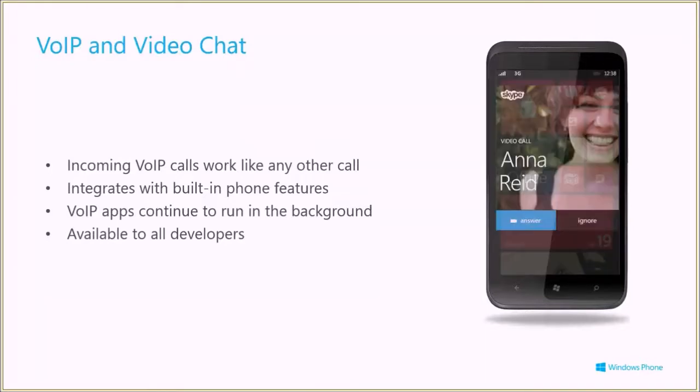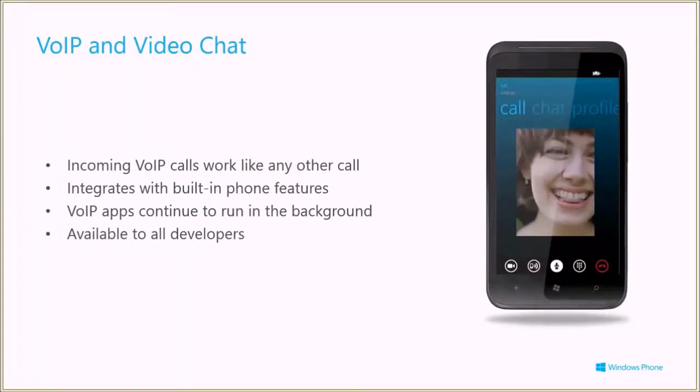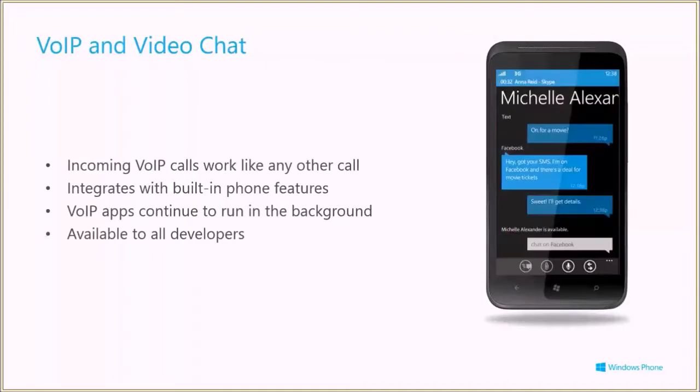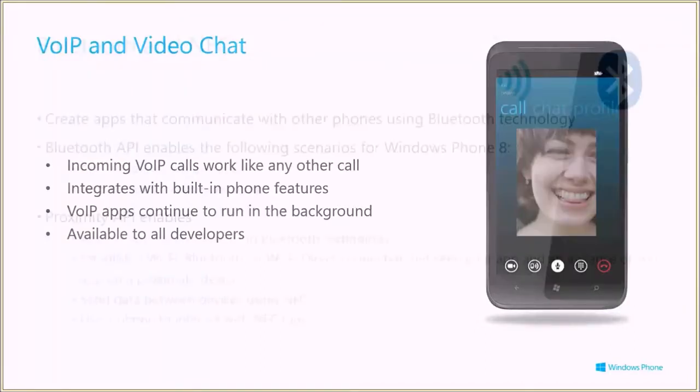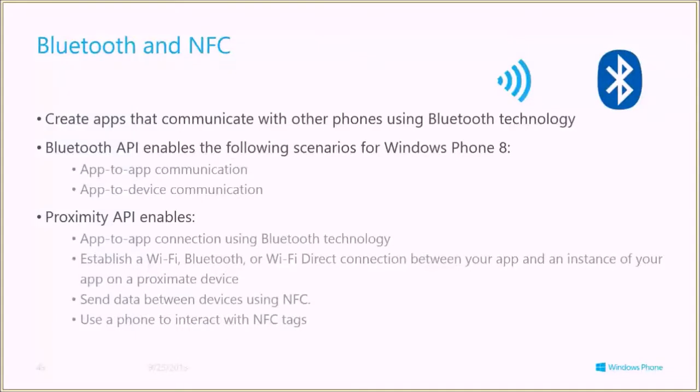We've got also the Bluetooth and NFC. Again, you can create applications that communicate with other phones using Bluetooth technology. I don't think it's a new thing in any phone. However, the Bluetooth APIs enable the following scenarios: app-to-app communication, for example, a multiplayer application, or app-to-device communication, where you can connect your phone to maybe a Bluetooth headset or something. The APIs enable you to do the following. We've got also proximity, which is NFC.